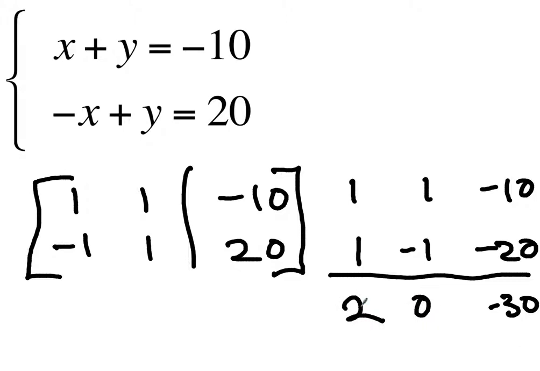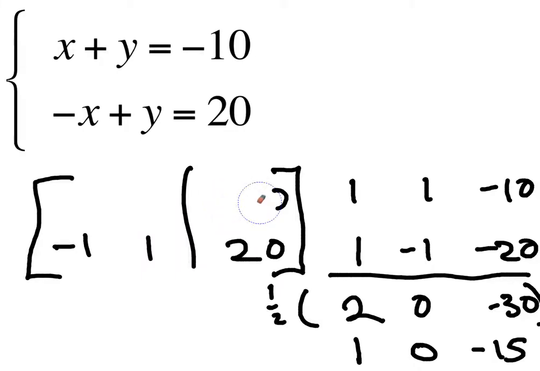I want this to be a 1, and it's not a 1, so I can make it a 1. Remember, you can multiply or divide any row by any number, so I'm going to take this row and divide it all by 2. Or I could multiply it by 1/2, same thing. 1/2 times 2 gives me 1. 1/2 times 0 gives me 0. 1/2 times negative 30 is negative 15. So now I have 1, 0, and that's what I really want. So I'm going to replace this top row with 1, 0, negative 15.